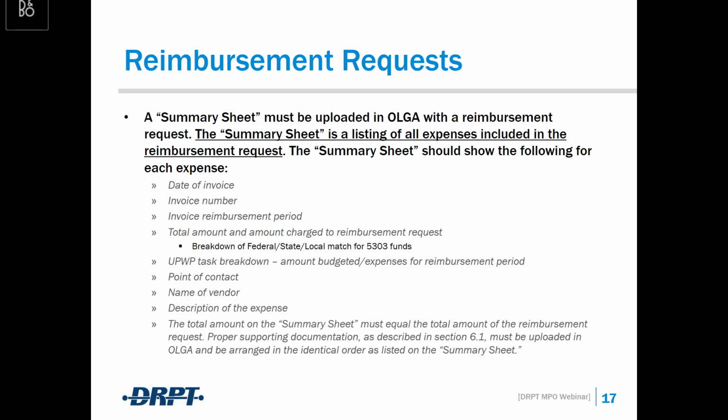At a minimum, the summary sheet should include the date of the invoice number, the reimbursement period for that invoice, the total amount and amount charged to the reimbursement request, breaking down the federal, state, and local match for 5303 funding, identify the actual UPWP task that you're asking for reimbursement for, the point of contact, the name of the vendor. If any work was done by a vendor, we certainly want to know who that was done by. Description of the expense, and then the total amount on the summary sheet must equal the total amount in the reimbursement request.